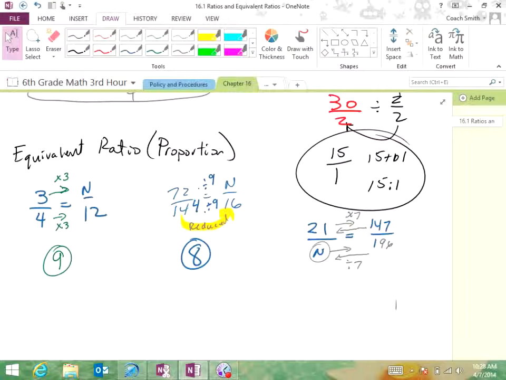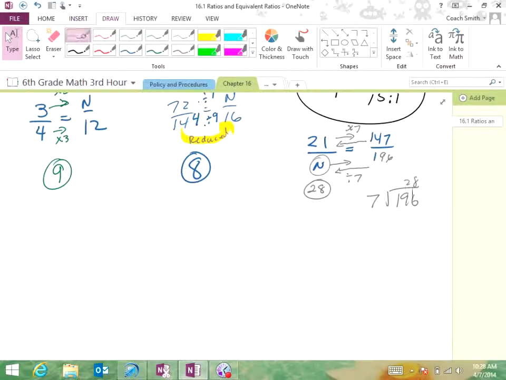Nope. 28. So we divide 7 into 196, it goes 28 times. Okay? Do this one on your own. 5 over 16 equal 25 over n.